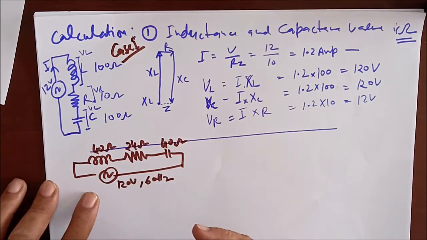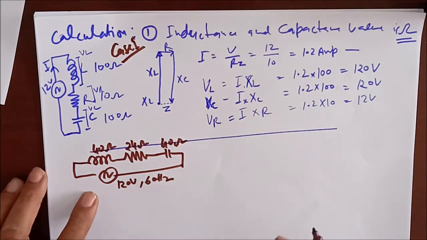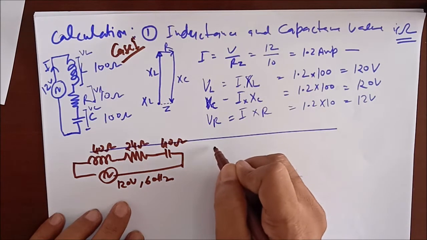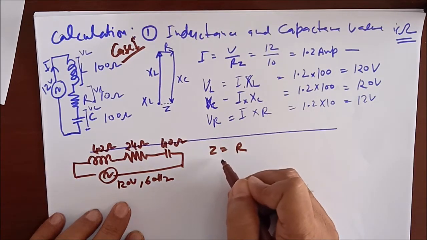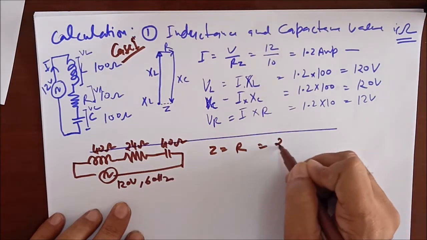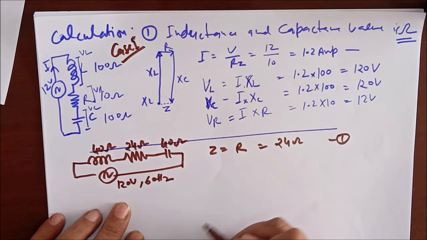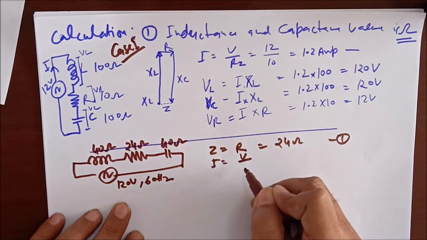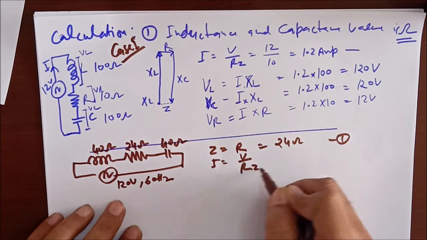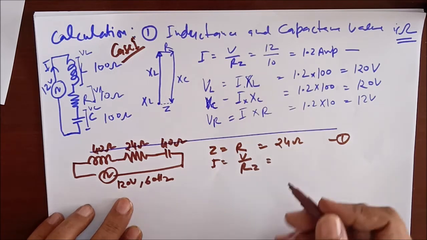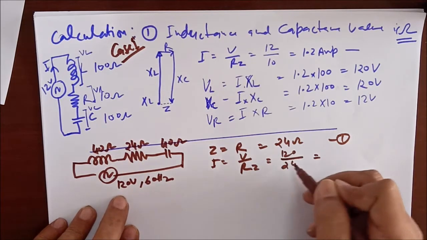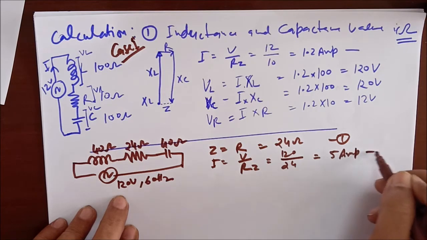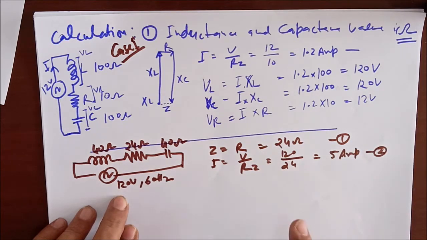Such kind of numericals you will find on the internet everywhere, and you can even create your own as per your requirement. Then only you will learn. So first the case is Z is equal to R, case of resonance, and that is equal to 24 ohm. Now I is equal to V by Z, which is 120 volt by 24, and this is equal to 5 amp. Second point, keep it in your mind.